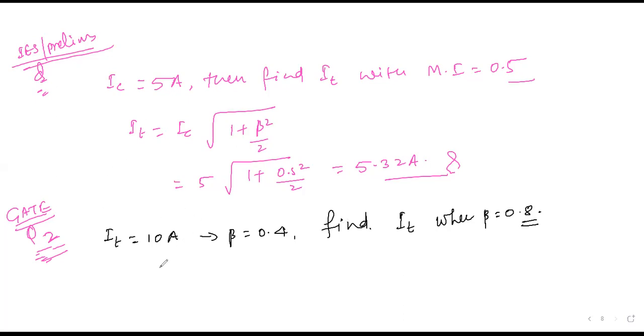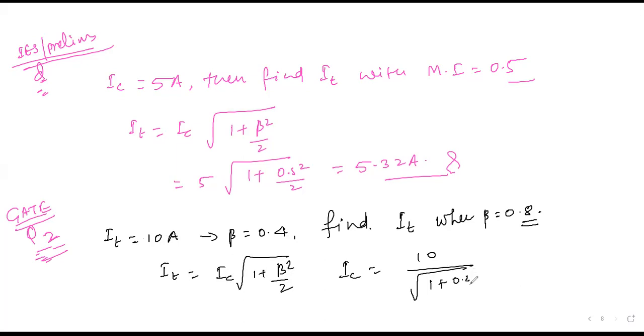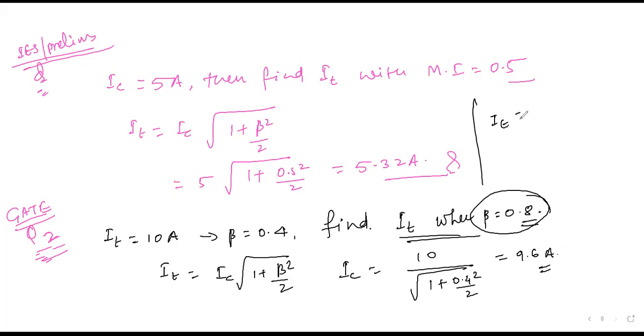What is the formula? Just apply the formula. IT equal to IC under root 1 plus beta square by 2. Here, when beta was 0.4, how much was IT? 10. So how much will IC be? 10 upon under root 1 plus 0.4 square divided by 2, and you will get IC equal to 9.6 ampere. Now what's the IT when beta equal to 0.8? Just put it here: IT equal to 9.6 under root 1 plus 0.8 square divided by 2, and you will get 11.05 ampere. This is your answer. Got it, my dear friends? Is it clear?